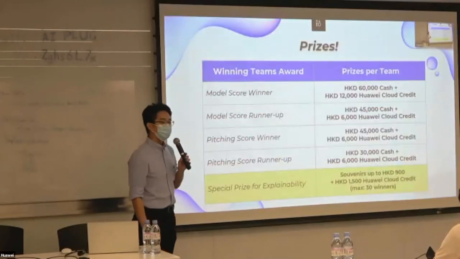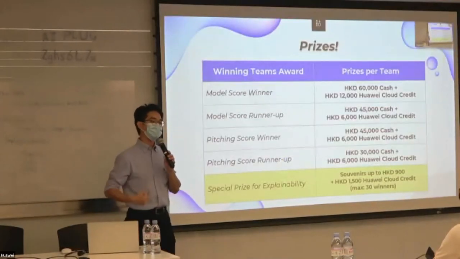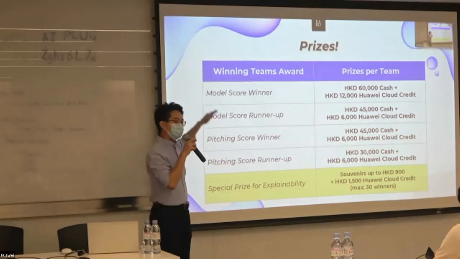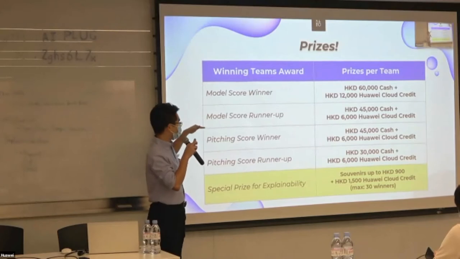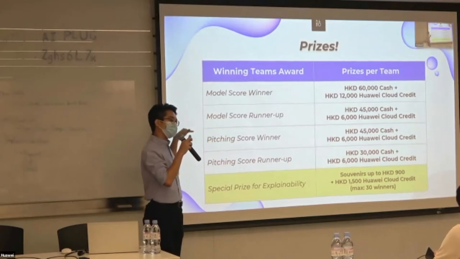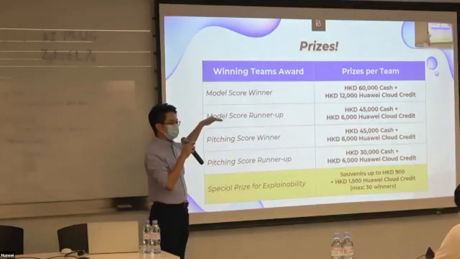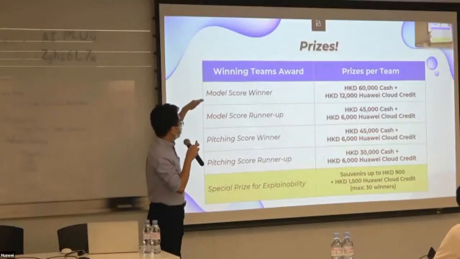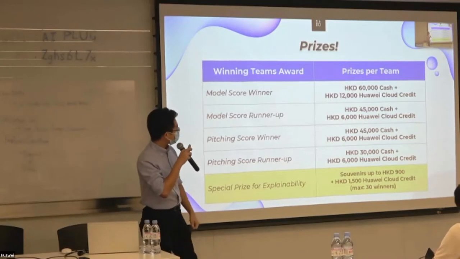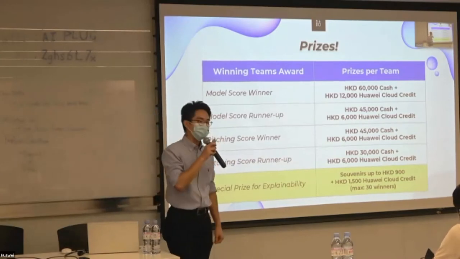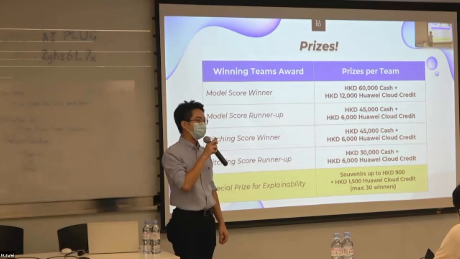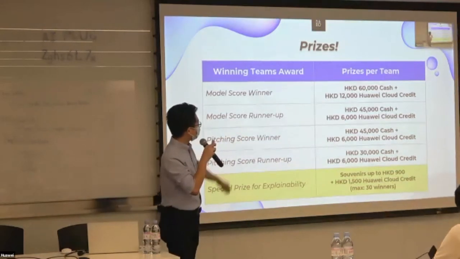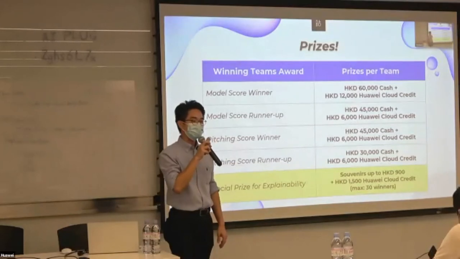So what are the prizes? I think these are the most exciting part. We are evaluating in two ways. One is the model score, another is the pitching score. For the model score, it's quite easy: submit your model, get on the ranking board. The winner will get 60,000 cash and also 12,000 Huawei Cloud credit per team as prizes. For the runner-up, 45,000 cash and 6,000 Huawei Cloud credit.